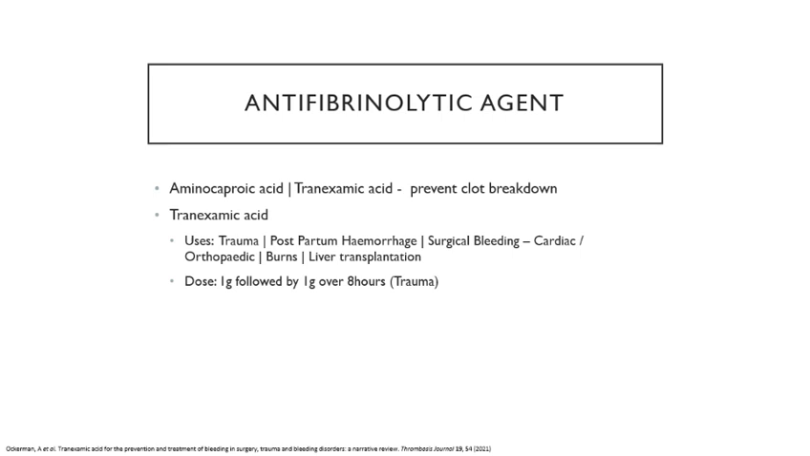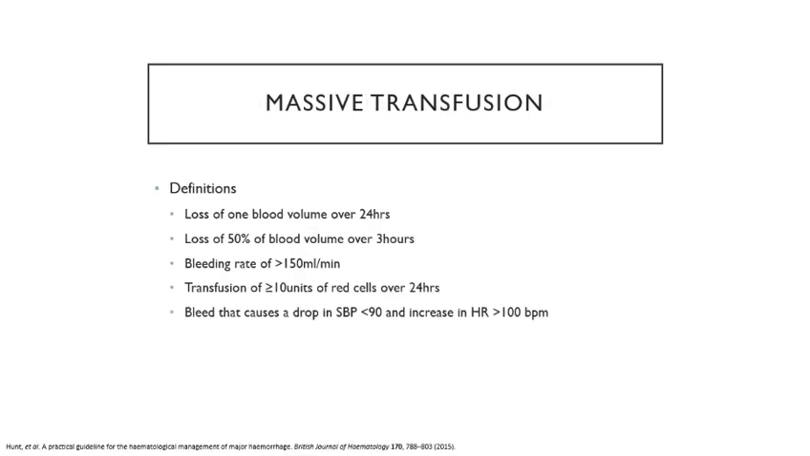There are multiple definitions of massive transfusion. Some of the commonly used definitions are as follows: loss of one blood volume over 24 hours, loss of 50% of blood volume over 3 hours, bleeding rate of more than 150 mL per minute, or the commonly used transfusion of more than 10 units of red cells over a 24-hour period. Bleeding that causes a drop in SBP to less than 90 and an increase in heart rate of more than 100 is one alternative definition.